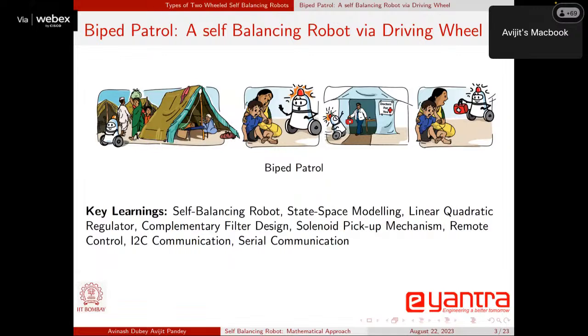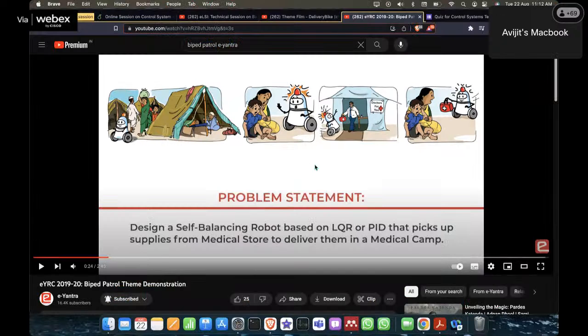Over the period, we have designed two types of self-balancing robot. One is in which the wheels are side by side. I'll show you an example of it. It is from the Biped Patrol theme. I'll just play the video.